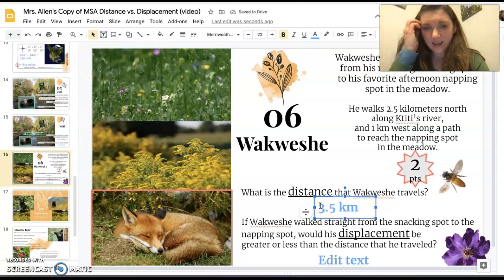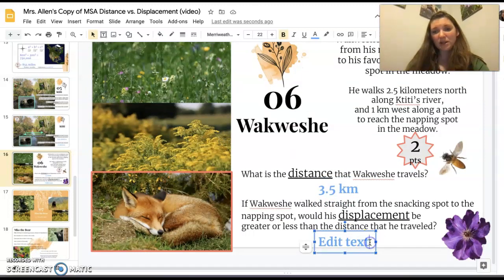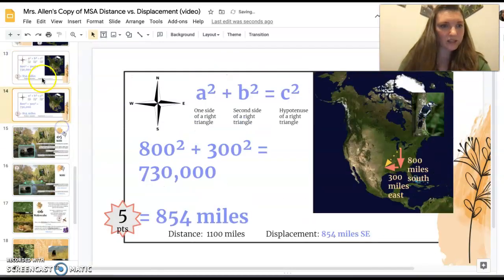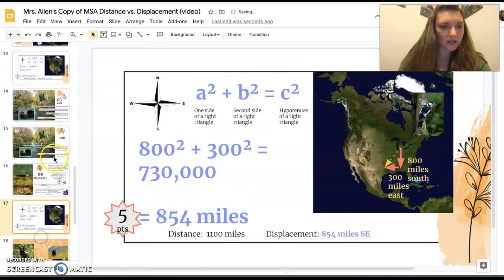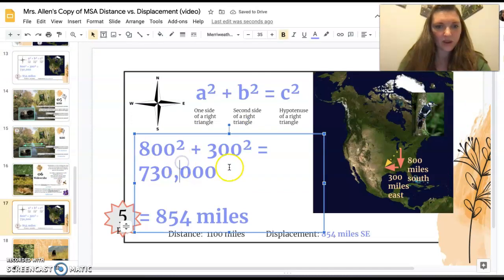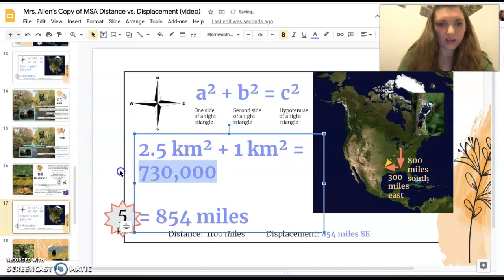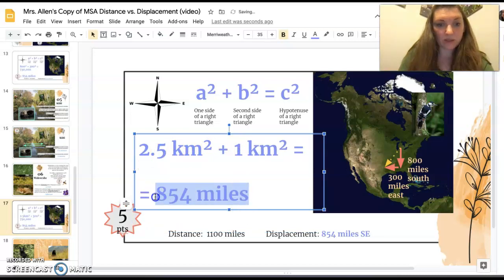And then the displacement is another one where we're going to need the Pythagorean theorem. So I'm going to go ahead and copy this, duplicate slide. I'm going to bring this down here. Okay, so now we're looking at 2.5 kilometers squared plus 1 kilometer squared. And let's head over to Desmos and find out what that is.